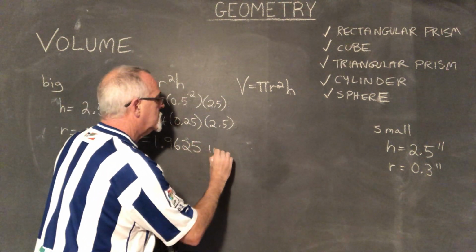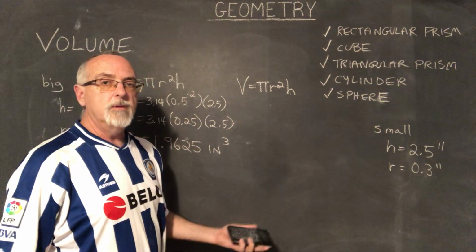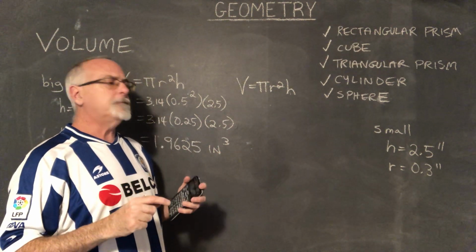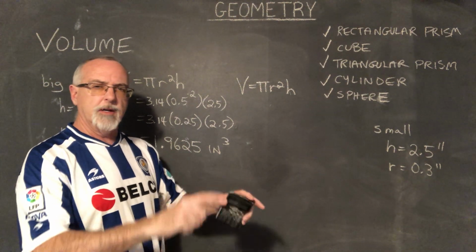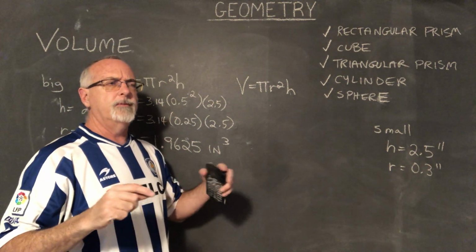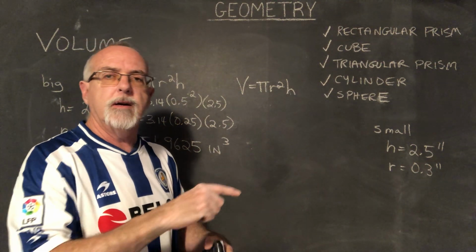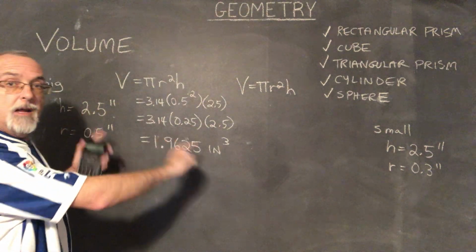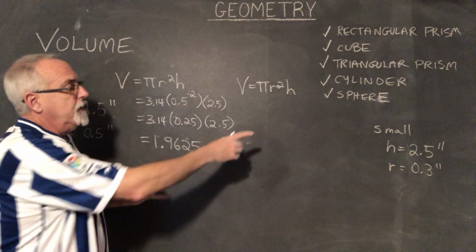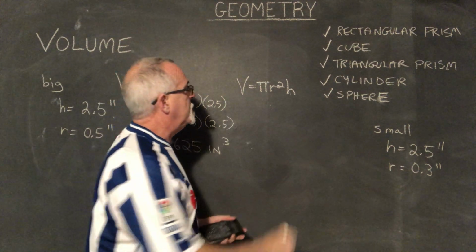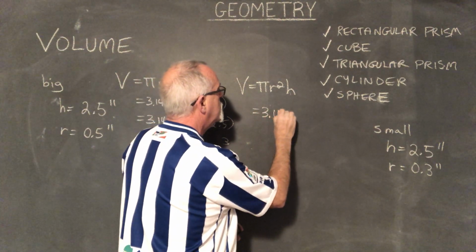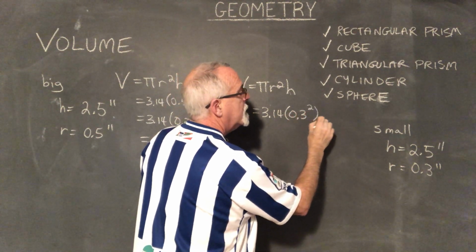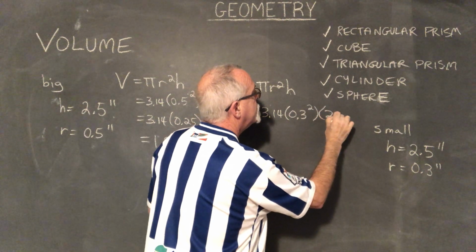1.9625 inches cubed. Now, of course, this one's going to be smaller. The cylinder is smaller. If you remember with our tape and our orange cap, it was a little different. The radius got bigger on one of them, but the height got smaller. In this case, the heights are staying the same. But this radius is going to be smaller, so my answer is going to be smaller. So we have pi, radius squared is 0.3 squared, and the height is still 2.5.